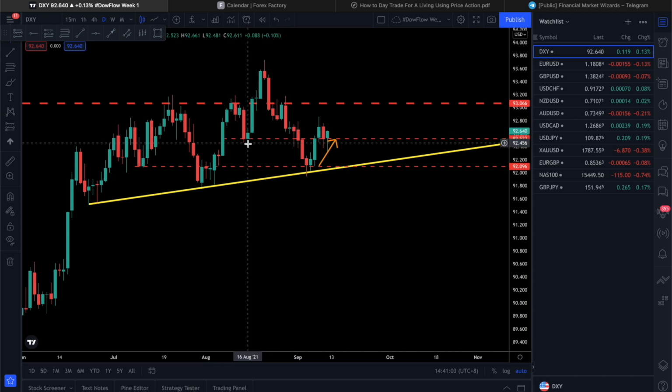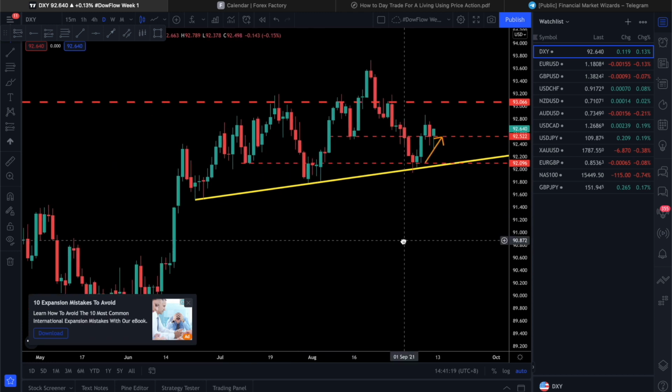I also highlighted this level right here, which is this recent swing low. You can see that on Friday, it actually got supported, and even on Thursday, price didn't manage to close below it. So these two levels are still valid. I do think that the market condition is still bullish.